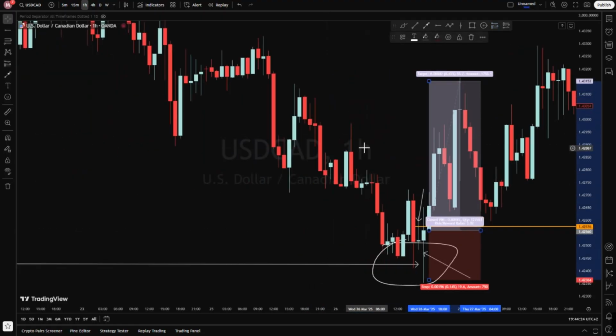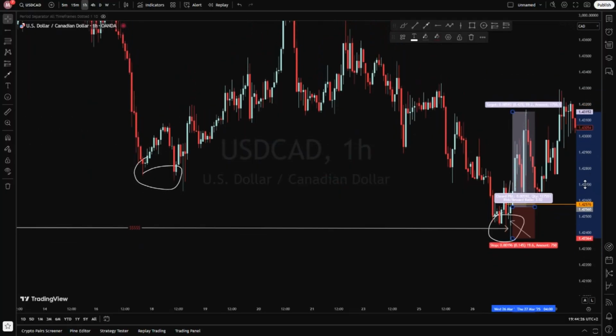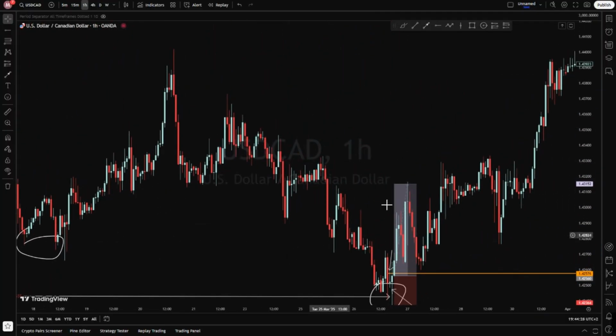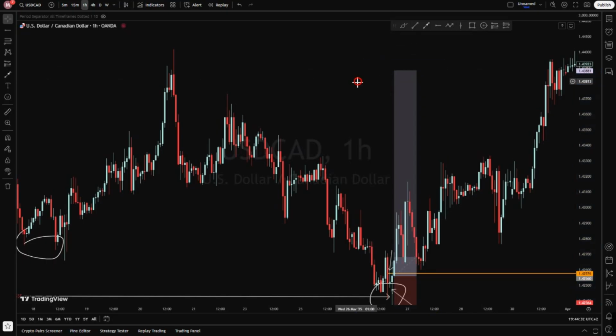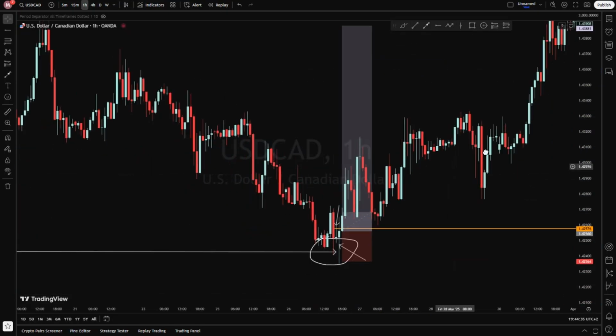So we're going to place our buy entry right there, with our stop loss below the rejection candle and our take profit set at this previous high over here. Clean and simple.